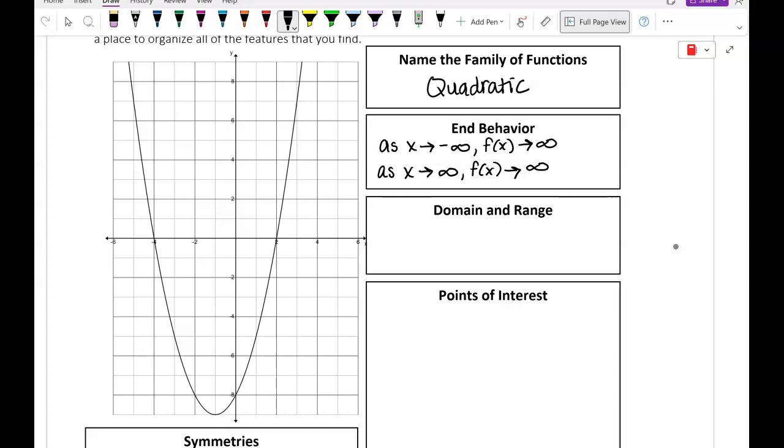Now, we talked about domain and range of a quadratic function back in first semester. Does anybody remember the domain for any quadratic function? Are there any restrictions on the x values that we can use in a quadratic function? No, so we use all real numbers.